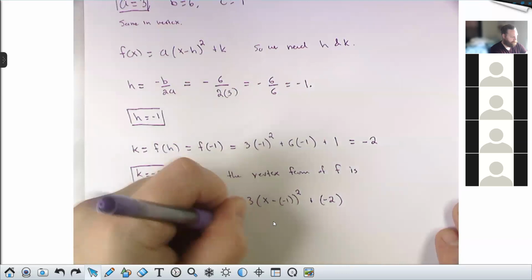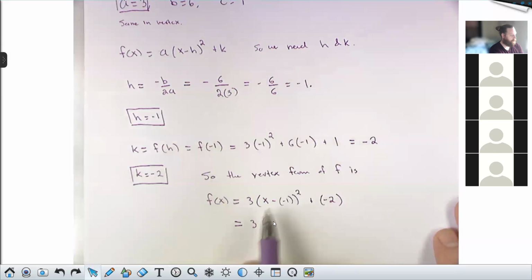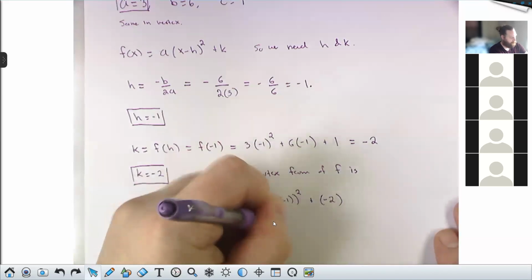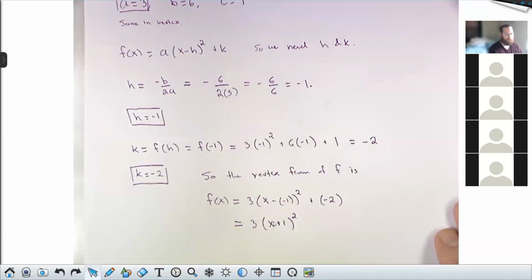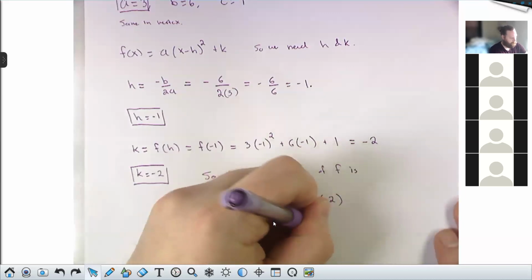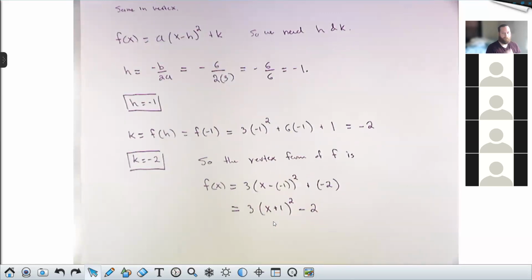So if I want to simplify a little bit, that 3 is not inside the parentheses or doing anything. But x minus -1 is the same as x plus 1, subtracting a negative is the same as adding a positive. The square is still on the outside of the parentheses there. And then plus -2 is the same as -2. So this is your vertex form. I would also accept this, right? Either one would be okay on a test. This is your simplified vertex form. This is just what you get when you plug in.